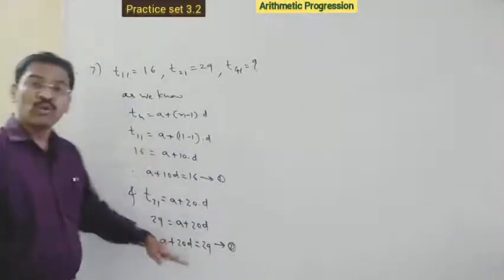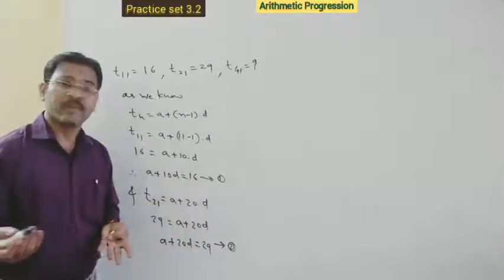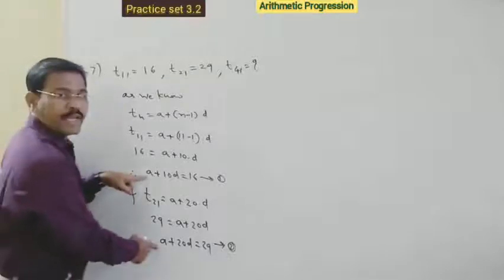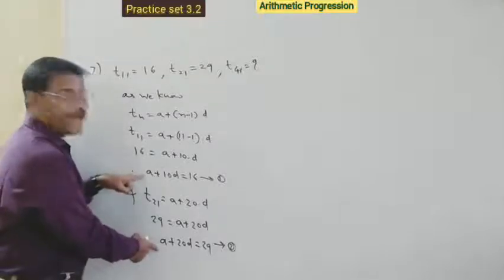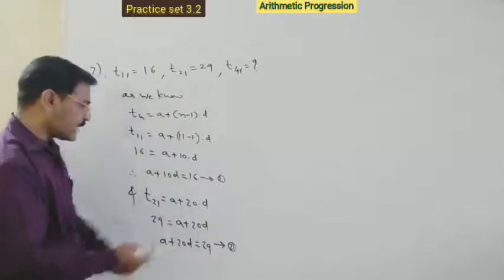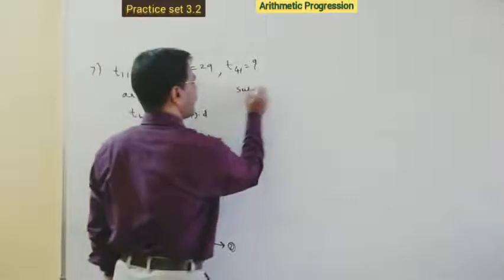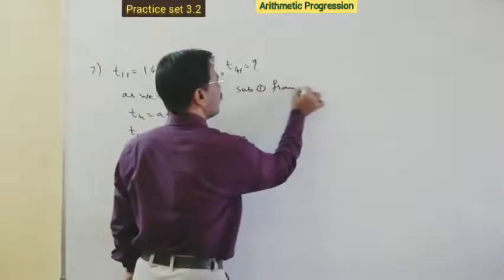Straight away we go to our simultaneous equations. In the first topic we already discussed that. Here we have a and a, so by subtracting, the a gets cancelled, and only then can we find the value of d. So subtract equation number 1 from equation 2.